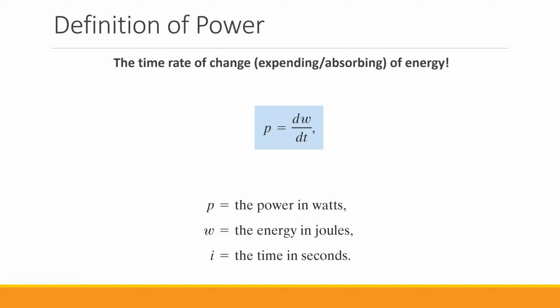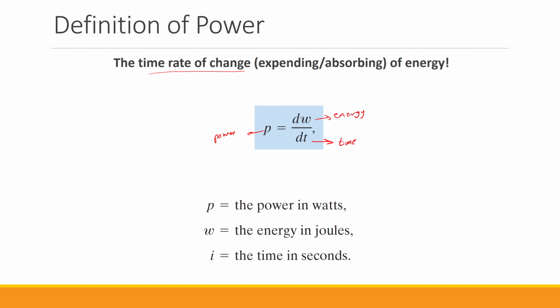Power is defined as the time rate of change of energy. Basically, the amount of energy that is being either expended or absorbed by a circuit element over time. So we define P to be power, W is the energy, and T is time. So the amount of energy that we either expend or absorb over a unit of time is called power.